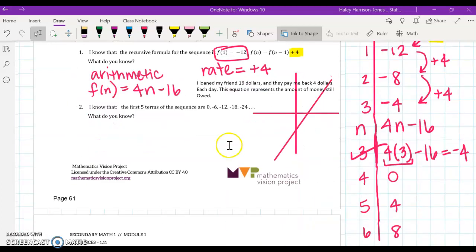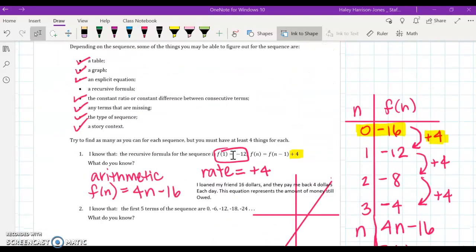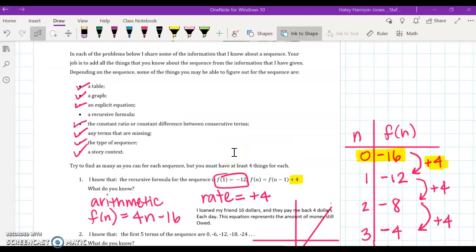Pick any of the questions, 2 through 10. Write down everything that you can know about that sequence and bring it to class.